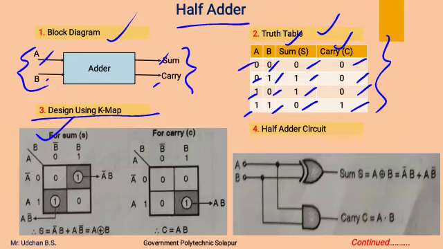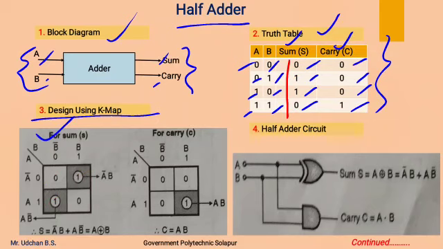So first, this is the K-map for sum. The entries of this sum column we are going to enter into this K-map, that is this 0, after that 1, after that 1, after that last 0. This is how we entered the entries of the sum onto the K-map.